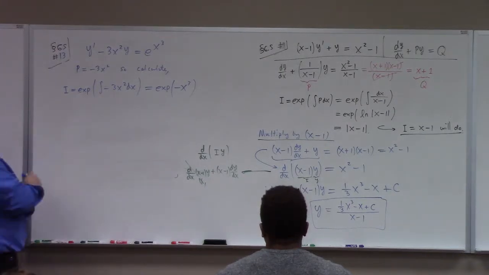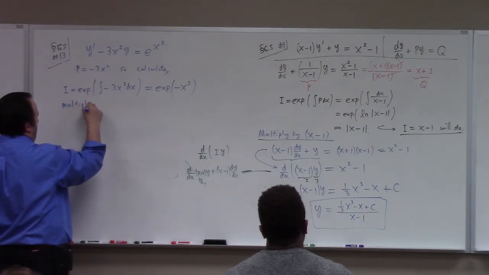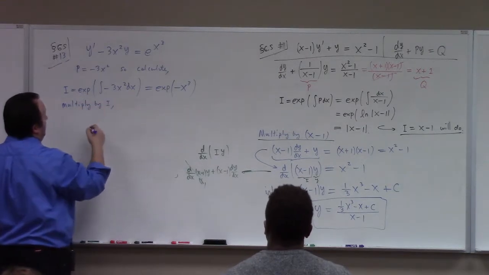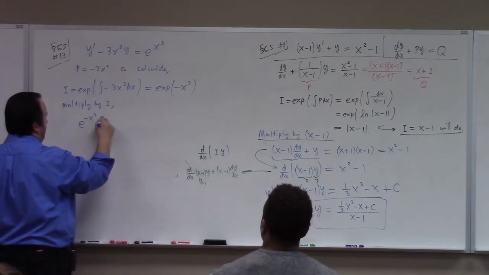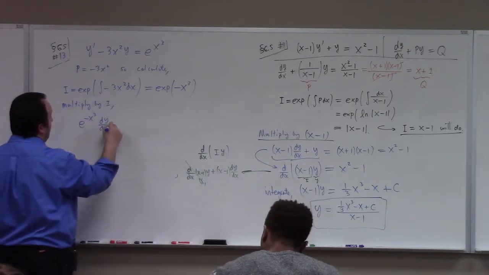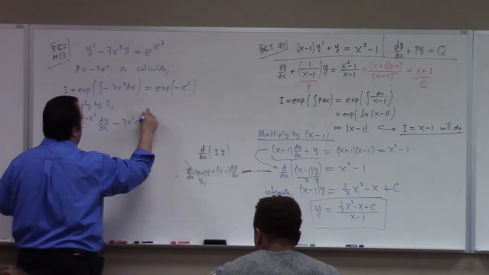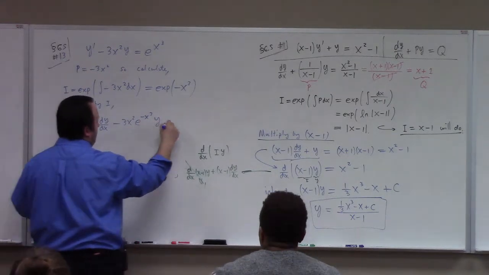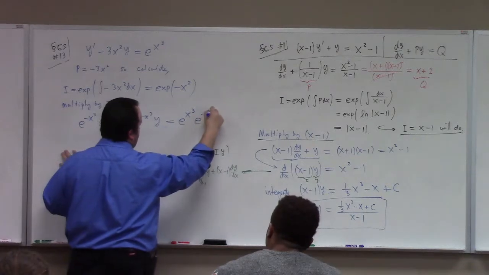So we multiply by I. And that gives us e to the minus x cubed times dy dx minus 3x squared e to the minus x cubed y equals e to the x cubed times e to the minus x cubed.